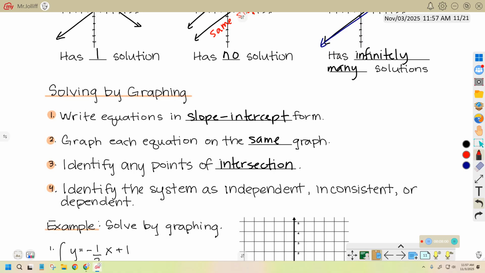Meaning you need to remember, independent means one solution. Inconsistent means no solution. Dependent means infinitely many.